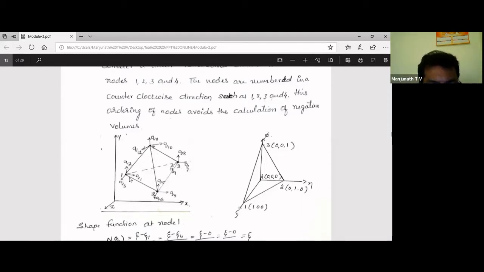Each node has 3 degrees of freedom. The first degree of freedom has a displacement q1, the second degree of freedom has q2 as a displacement, and similarly the third degree of freedom has the displacement q3. So each node has 3 degrees of freedom, giving 3 nodal displacements q1, q2, q3. Similarly at node number 2, node number 3, node number 4. This is the tetrahedral element in global coordinate system.